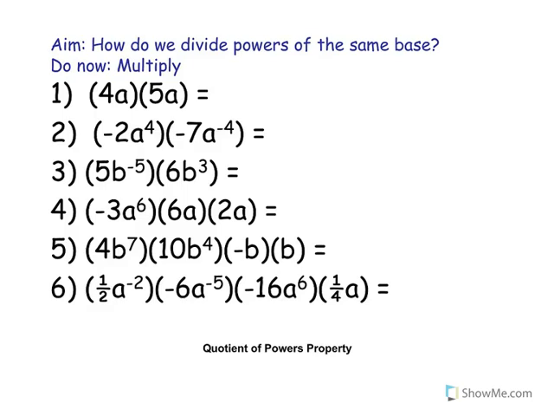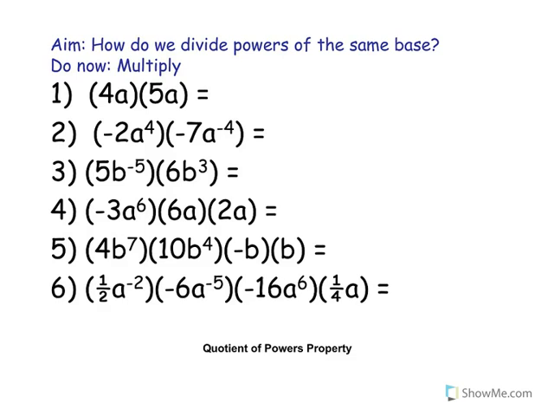Okay guys, good morning. So we've spent the last couple periods kind of talking about our multiplication rules. So today, the next kind of logical progression is going to be to look at our division rules, right? So we'll start by reviewing what we looked at last period. So for the first one, we are multiplying 4a times 5a.